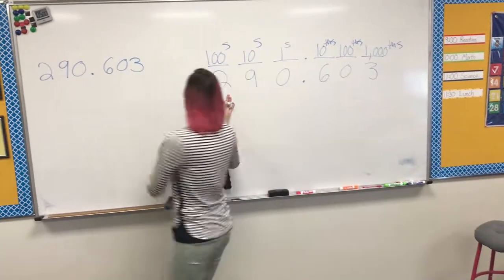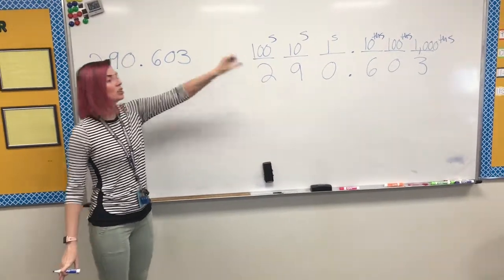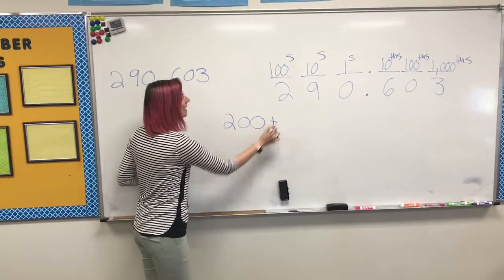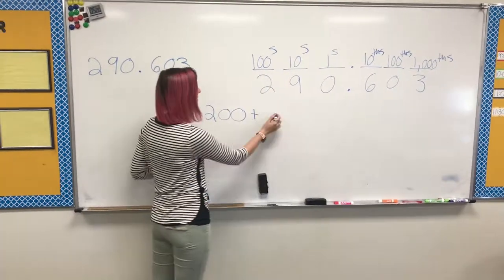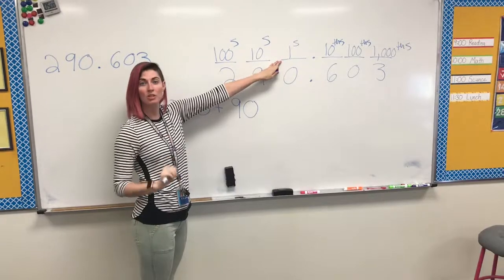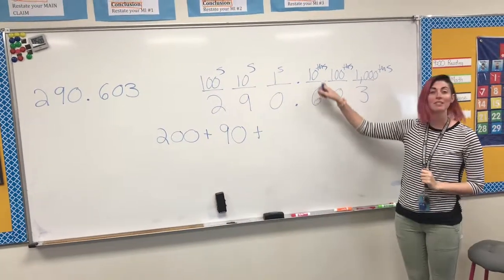So first, we're starting with our largest place value. 2 is in the hundreds. We're going to take out 200 and add that to our next place value, which is 9 in the tens, which is 90. Now we don't have anything in the ones, so we're just going to skip it. So that means we move to the next place value of the tenths.